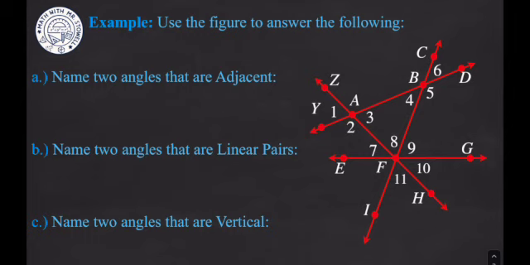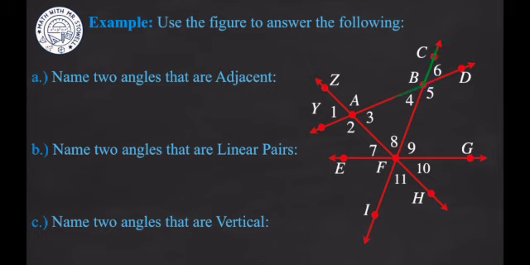Let's look at this example right here. Use a figure to answer the following. Name 2 angles that are adjacent. There's a lot of angles in here, and there's a lot of angles that are adjacent to each other too. But let's pick on this angle right here. Let's go with this angle centered at vertex B.